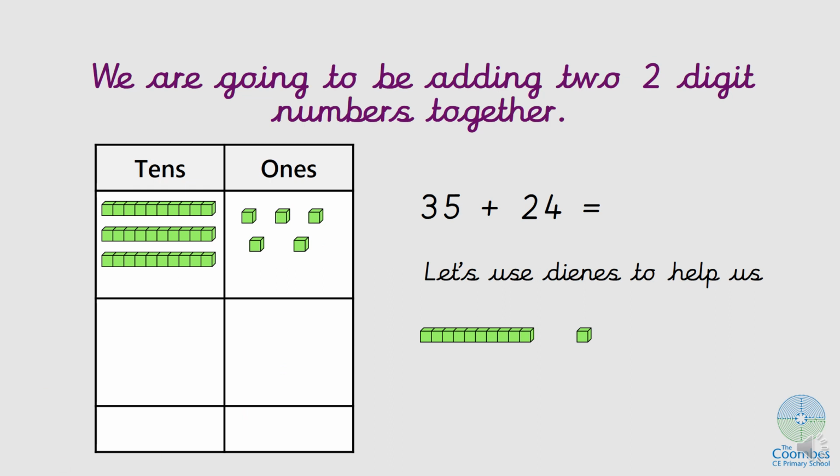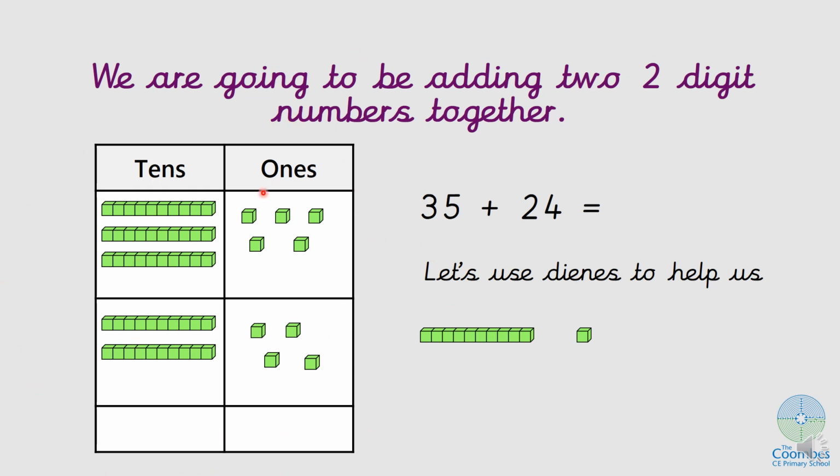And how many tens in 24? There are 2 tens. Let's add our 2 tens. 1, 2. Our 2 lots of 10. And how many ones in 24? There are 4 ones. 1, 2, 3, 4. Fantastic. So we've got 10, 20, 21, 22, 23, 24. And now we can add it all up together to work out what the calculation is.